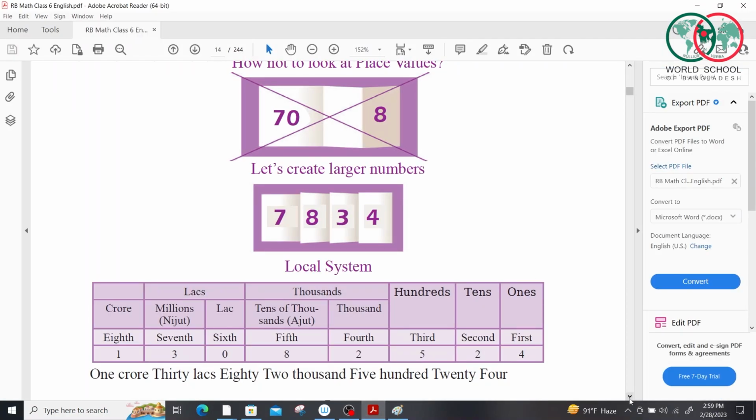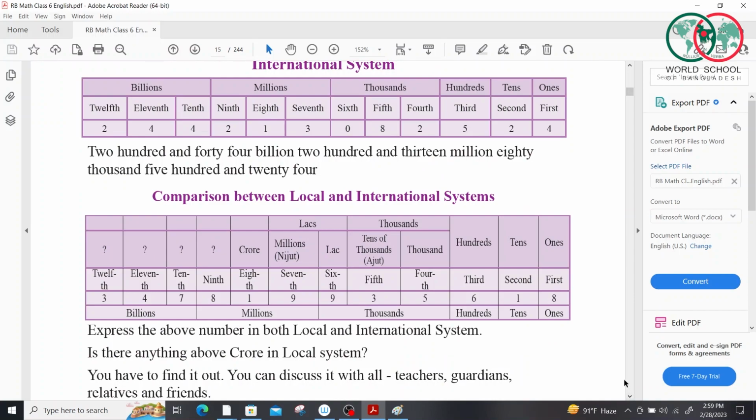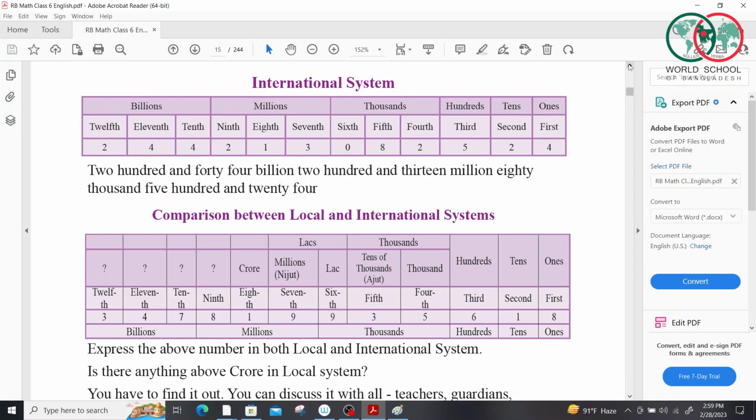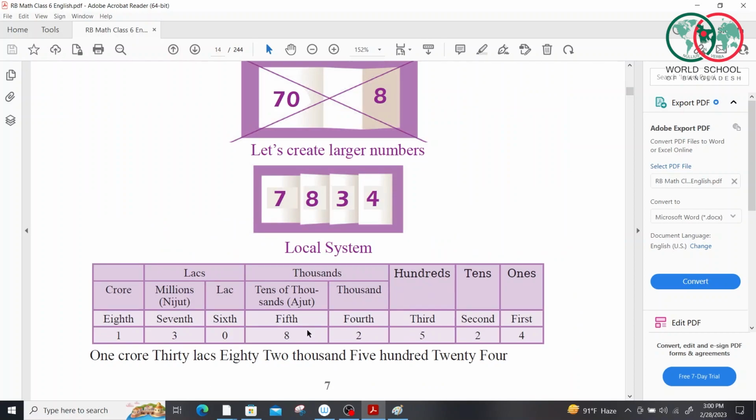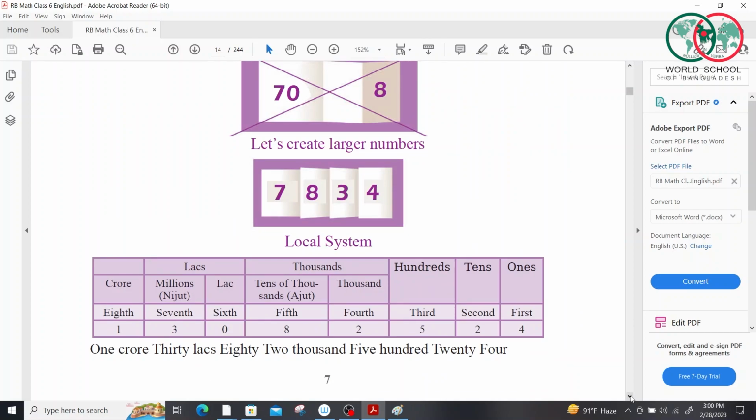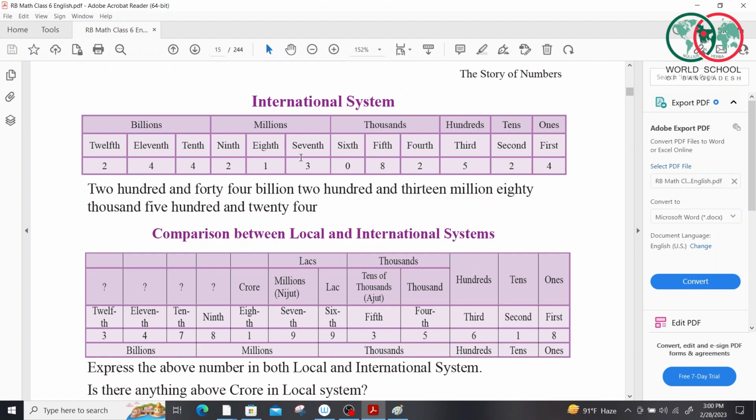Now let's see our international system. In the international system we use ones, tens, hundreds, thousands, but see here we are using 3 positions for thousands, whereas in our local system we use 2 positions for thousand. Then for millions we are using 3 positions, for billions we are using 3 positions.